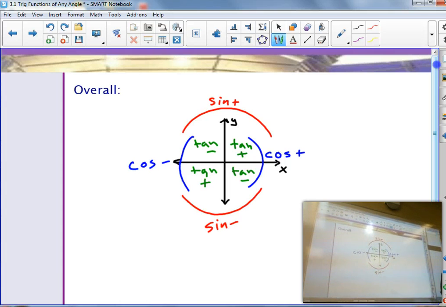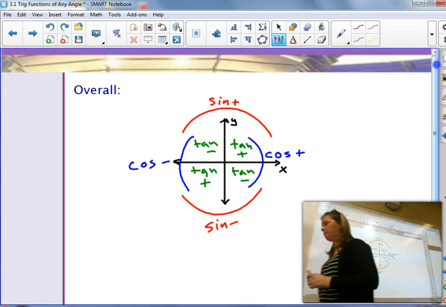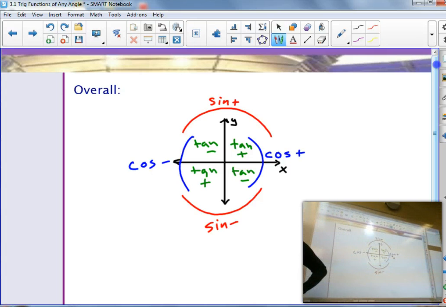So what do you notice about where the sine is positive? It's on the top. Okay, relate that to the coordinate plane. What else is positive in the top two quadrants? The y. Yeah, you have to think about it for a minute, but you've got it. The y's are positive in the top two quadrants, right?